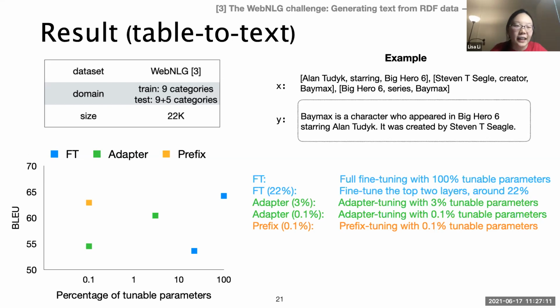So the test data has 2 splits. The first split is the 9 categories seen during training. And the second split is the 5 unseen categories. We will talk about the 5 unseen categories later when we talk about extrapolation performance. But for now, we will report the results of the first test split, which contains in-domain examples from the 9 training categories. So here, prefix tuning has comparable performance with fine-tuning, and it strongly outperforms adapter with 0.1% parameters.